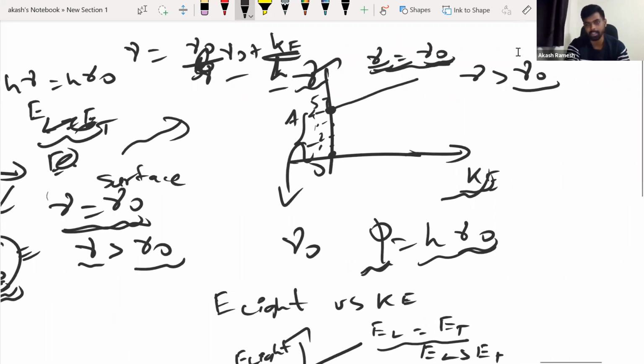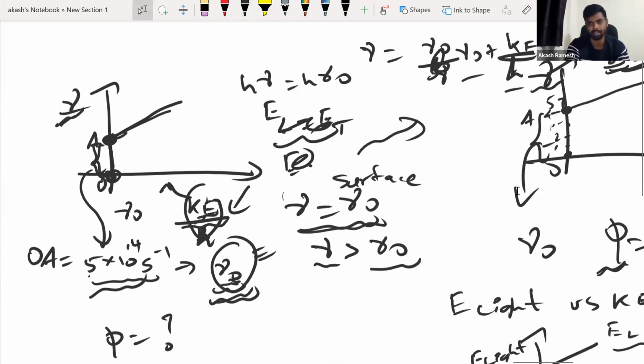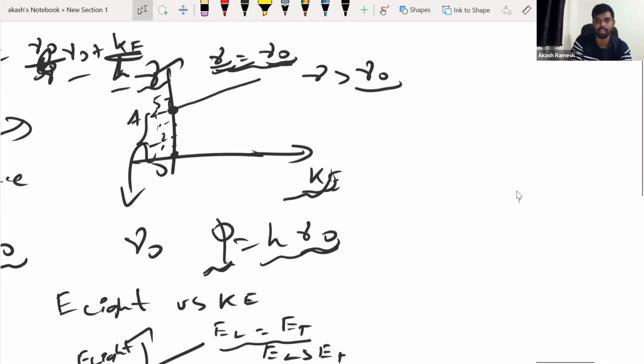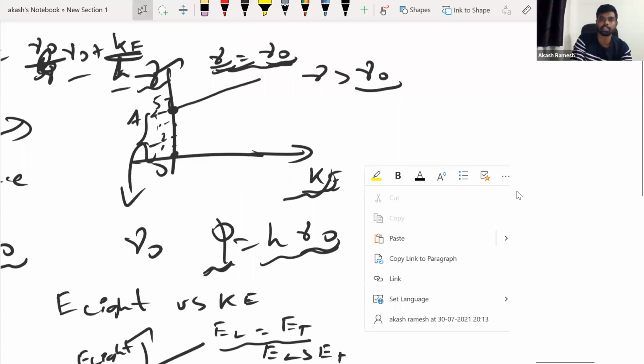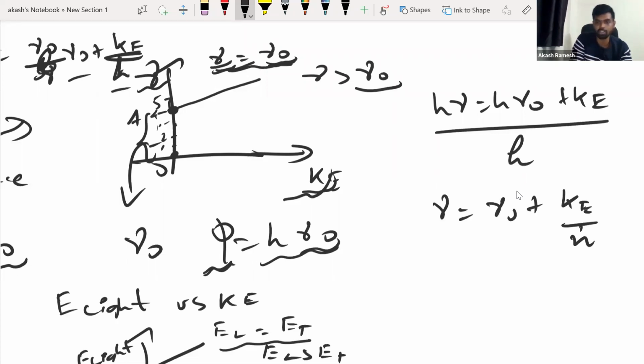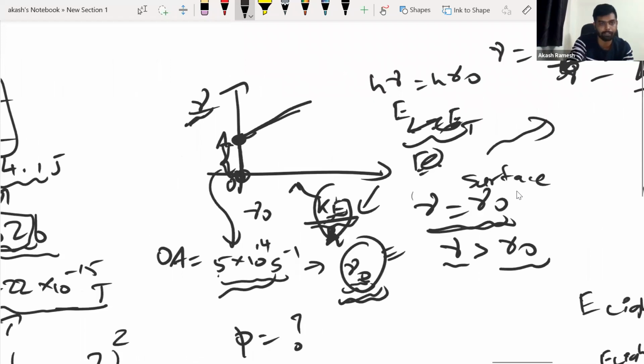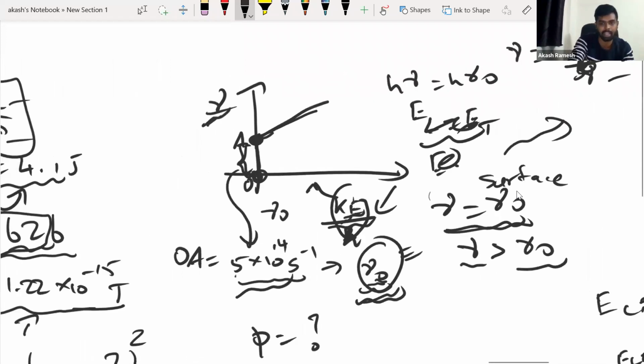This is the mathematical way of doing it, and this works, right? But what I did is a logical way, and that also works very well. If I write h nu is equal to h nu naught plus kinetic energy, and I divide the entire equation by h, then nu is equal to nu naught plus KE by h. Now, if you look at the graph, in the y-axis I have nu, and in the x-axis I have KE by h.